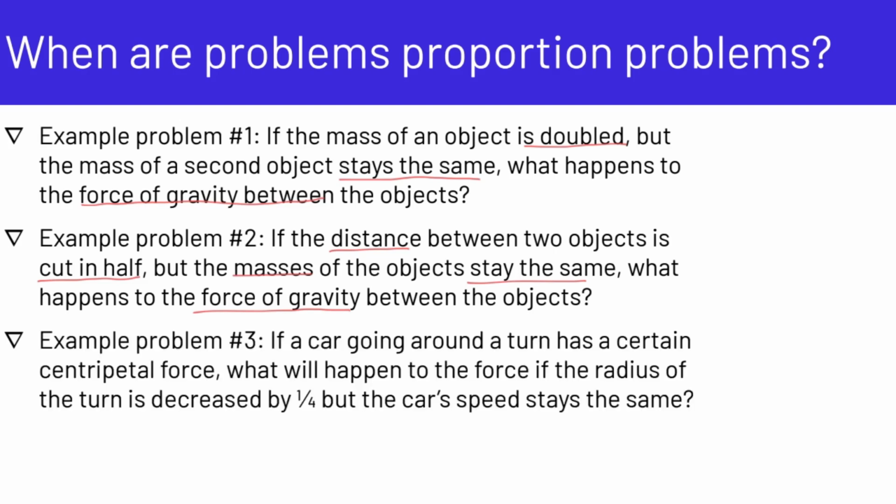And then our third example, example problem number 3. If a car going around a turn has a certain centripetal force, what will happen to the force if the radius of the turn is decreased by 1/4, but the car's speed stays the same? The radius is changing, the speed stays the same, and we want to know what happens to the force. There are no numbers to plug in. All we can do is change the radius and see what happens when it's decreased by 1/4 and the speed stays the same. So this is, again, a proportion problem.